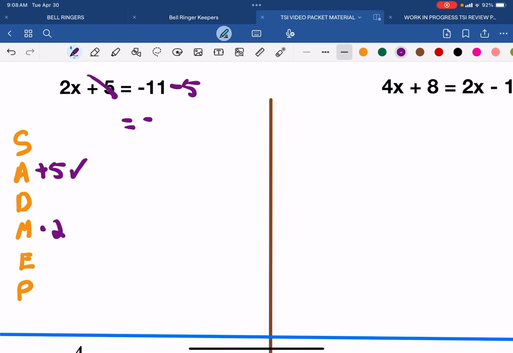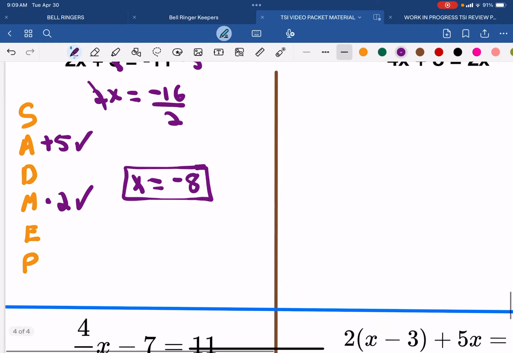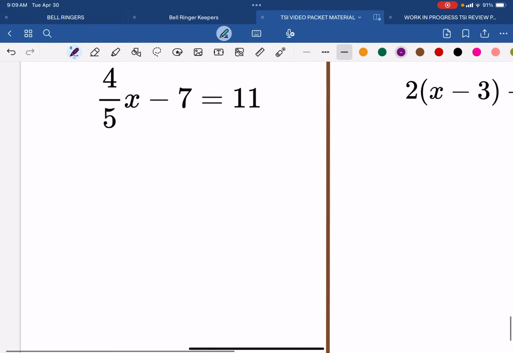Negative 11 minus 5 is negative 16, which is equal to 2x. Now, how do we get rid of the multiplication part? The opposite of multiplication is division. So x is equal to negative 16 divided by 2, which is negative 8. Very simple concept. Let's do this next one.